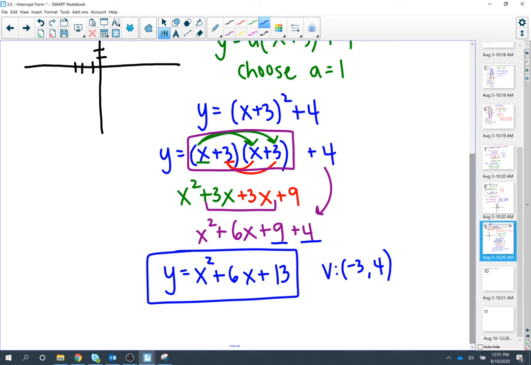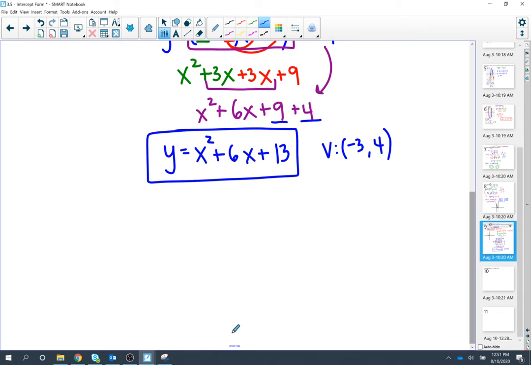And if you don't believe me, you can check it using x equals the opposite of b over 2a. So x equals the opposite of b over 2a is -6 over 2, which is -3. Oh, look at that. And then you could substitute the x back into the function and you would get 4. I'm not going to do that right now. But anyways, your answer is that right there.